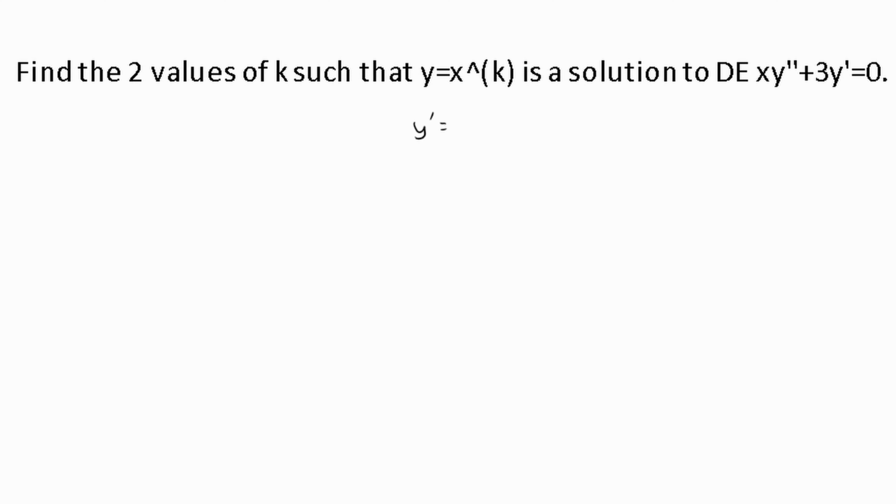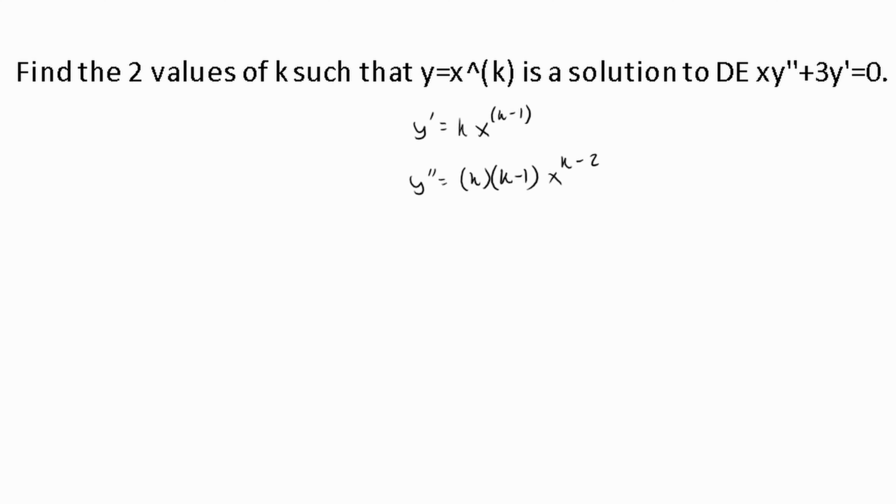y prime is equal to, k is a constant, so let's bring that down. We'll have k x, and now we don't know what k is, so we're just going to do k minus 1 up top. We need to find the second derivative, so y double prime is equal to k being multiplied by k minus 1, and this is being multiplied by x raised to k minus 2. So let's start plugging this in.